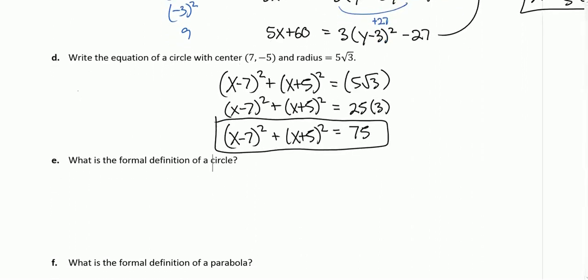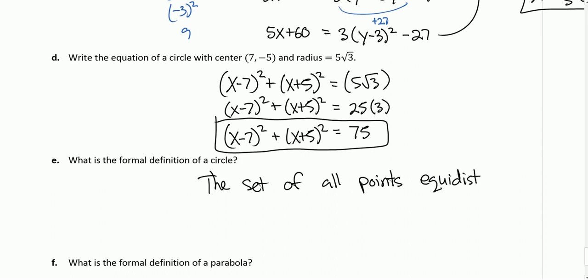E. What is the formal definition of a circle? It is the set of all points that are equidistant, or means the same distance, from the center, which is a point called the center.